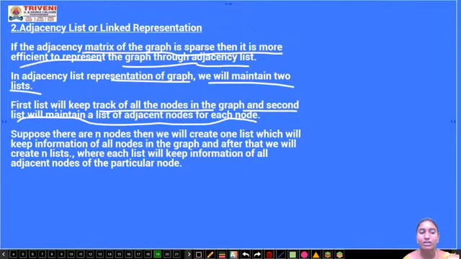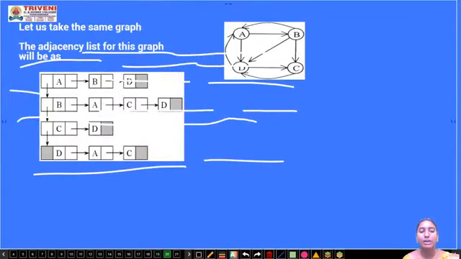సపోజ్ there are n nodes, then we will create one list which will keep the information of all the nodes in the graph, and after that we will create n lists where each list will keep the information of all adjacent nodes of the particular node. ఒక నోడ్కి ఏవైతే adjacent nodes ఉన్నాయో వాటన్నిటినీ కూడా ఇది లింక్డ్ లిస్ట్లో రిప్రజెంట్ చేస్తూ ఉంటుంది. సో హియర్ we take an example.